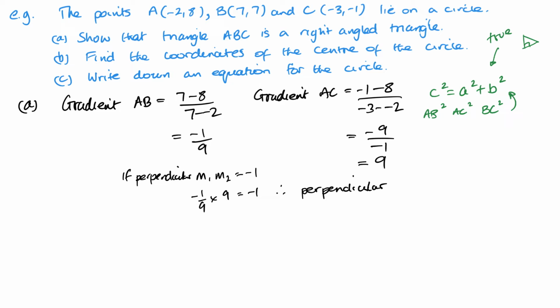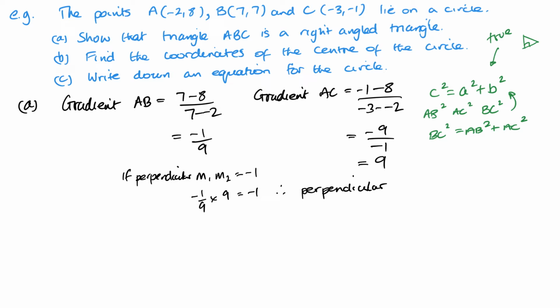Okay, so BC, we already know it's the diameter, it's going to be the longest side, so we should essentially end up with this scenario. So I can find the distances and do it that way, and that actually might be a slightly quicker way of proving that it is a right angle. And we can easily see where the diameter is, because the diameter is the longest side and it's always going to be opposite your right angle.